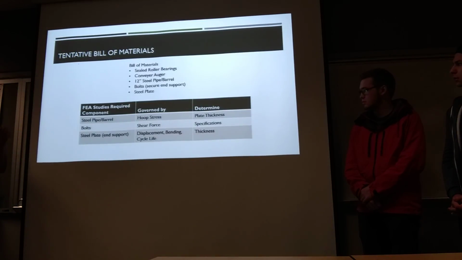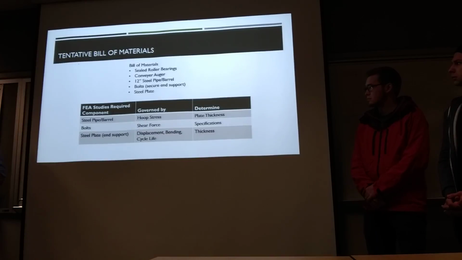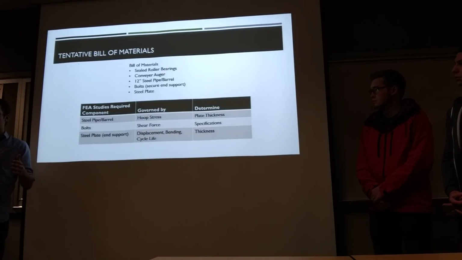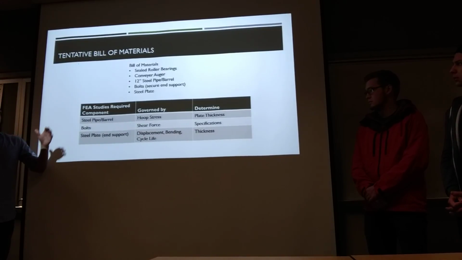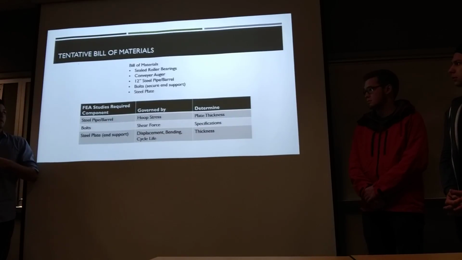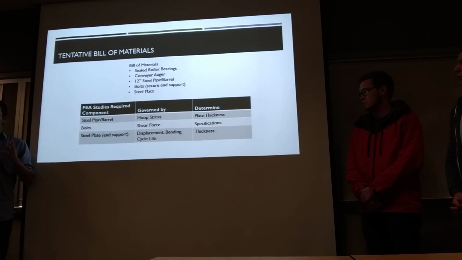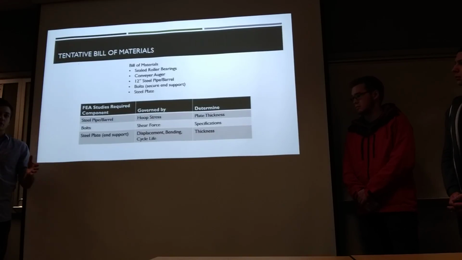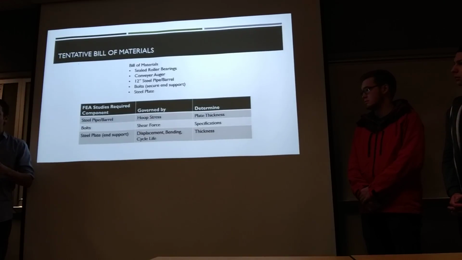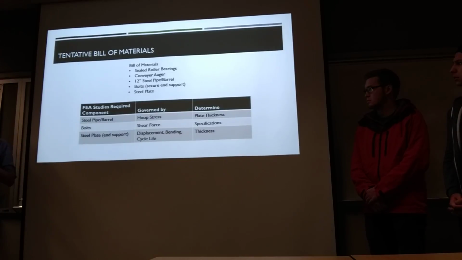Finally, we come to our last slide, our tentative bill of materials, which will be more detailed in the next DR4. Obviously, we're going to need steel roller bearings and the conveyor auger. We need to figure out if we're going to have a custom auger or if we're going to purchase one. That affects how we would need to machine it and whether it needs to be transported, and that will work into the cost. Additionally, we're going with the 12-inch steel pipe, or barrel as I was calling it, bolts to secure the support, and the steel plate, which is what the end support will be machined out of.